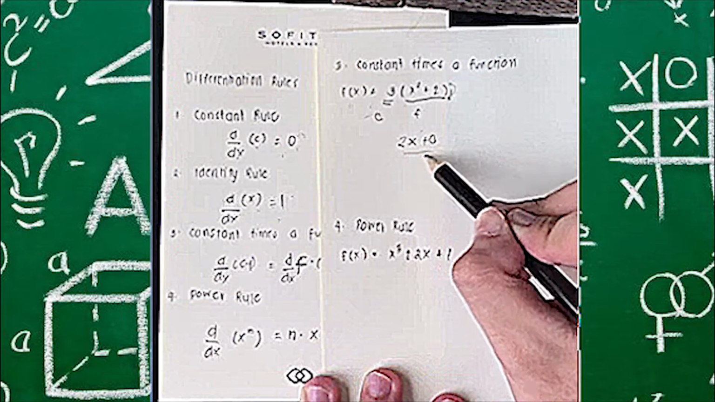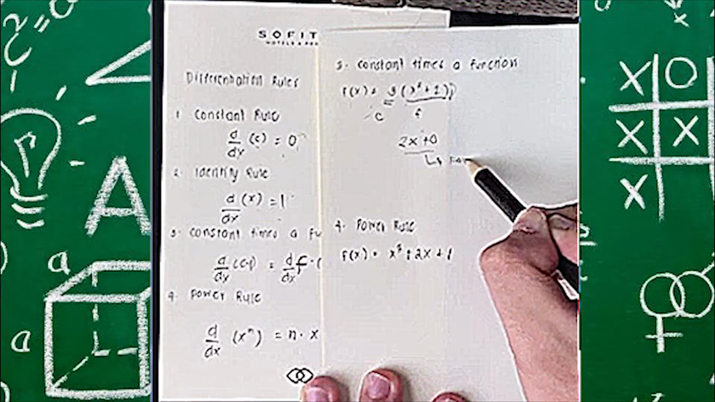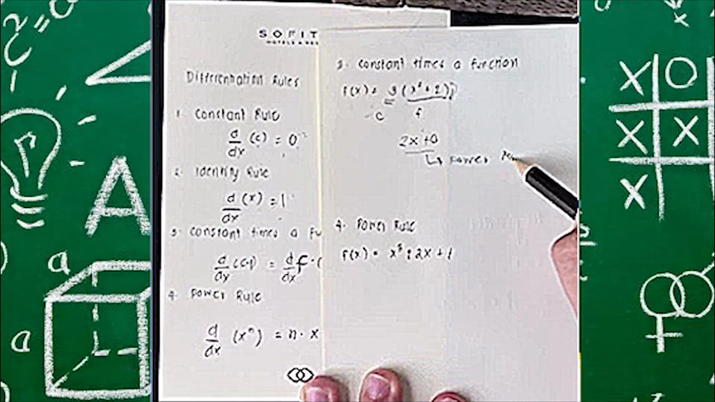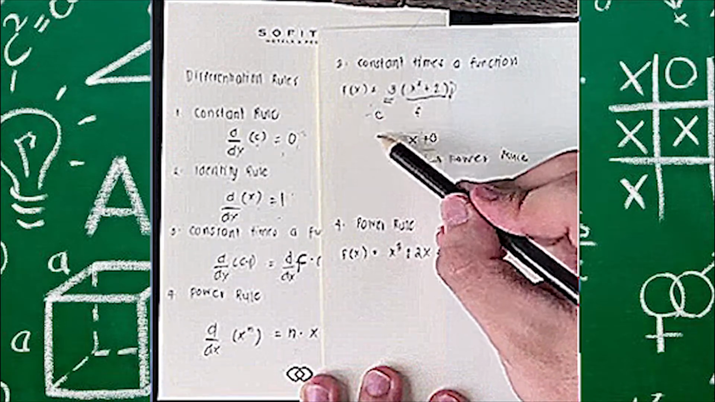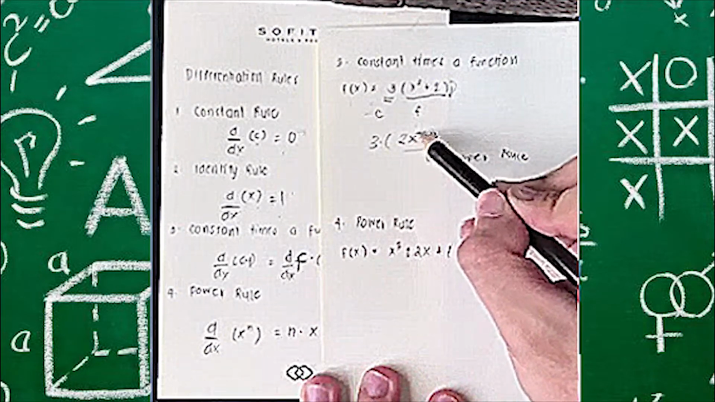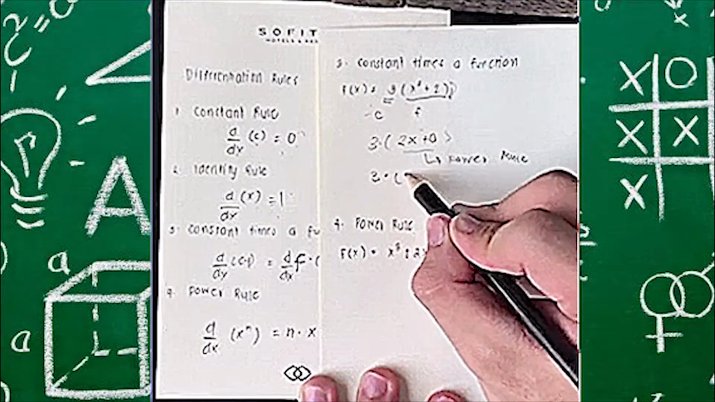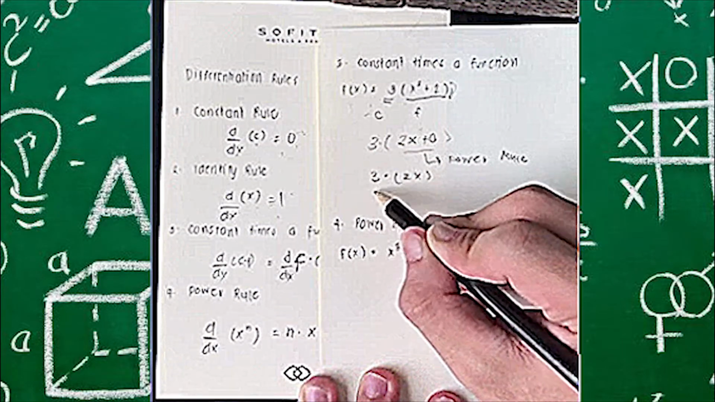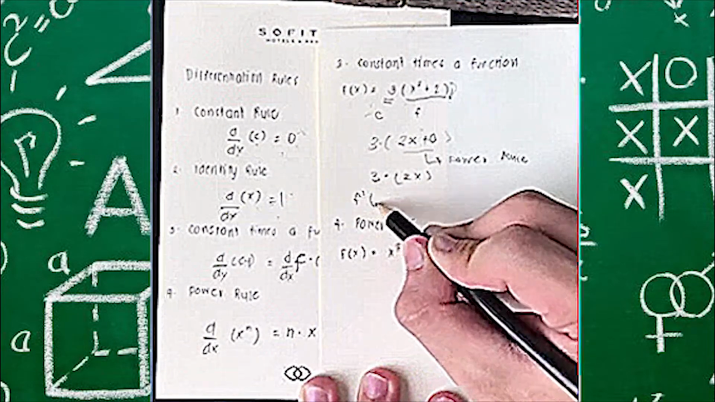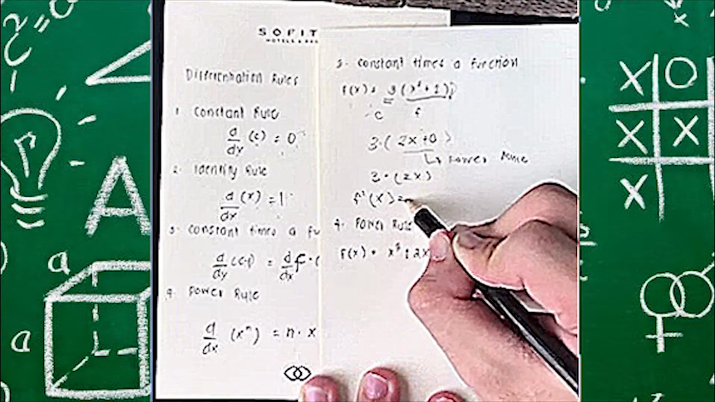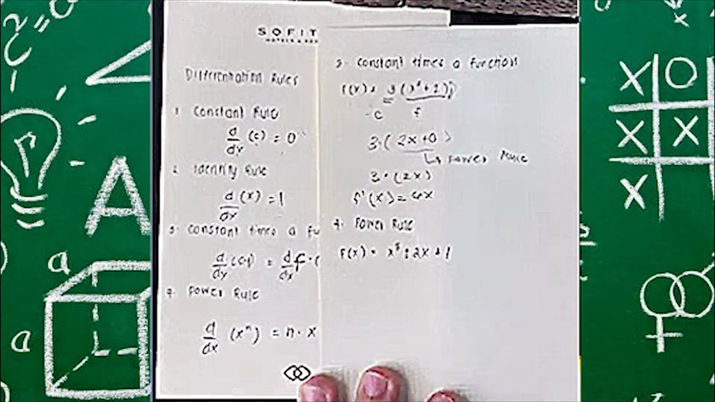So what we used here is the power rule, and the constant is brought down. So to simplify, 3 times 2x, the derivative of the constant times a function is 6x.